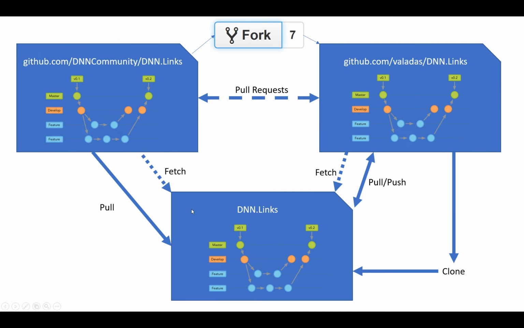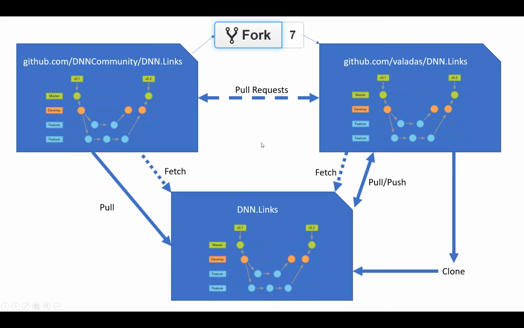Now, the relation between the repository, the master repository that we'll later call upstream, is that you cannot push to it unless you have write access, but usually you don't. So you can only pull and you can only fetch. So fetch pulls out the information and pull will actually pull the data, the code changes.